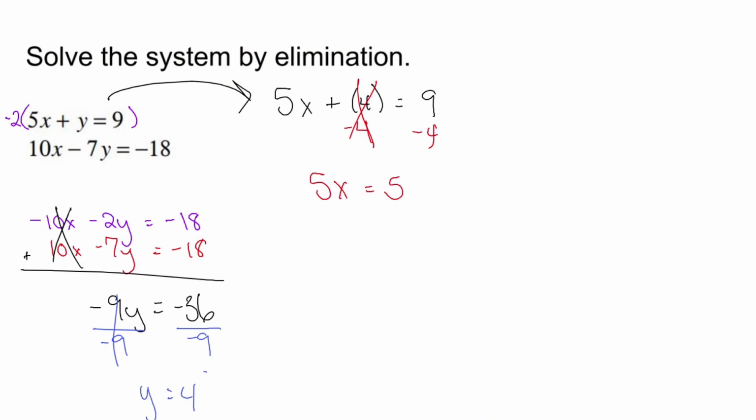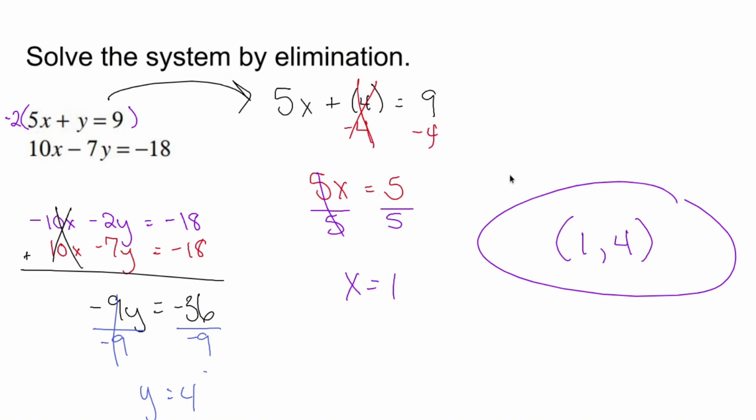In order to get x all by itself, divide both sides by 5, x equals 1. Y is 4, x is 1. This gives me the point 1, 4. Now, this is the solution to a system of equations.